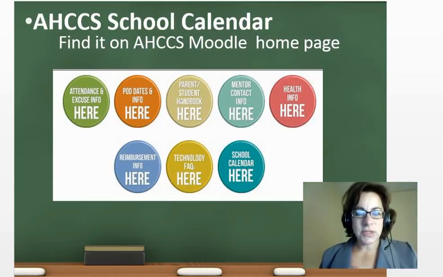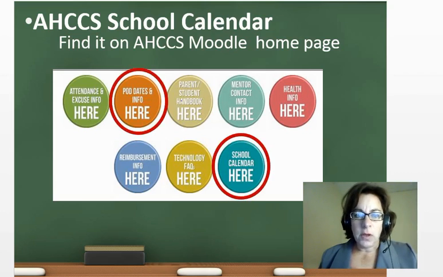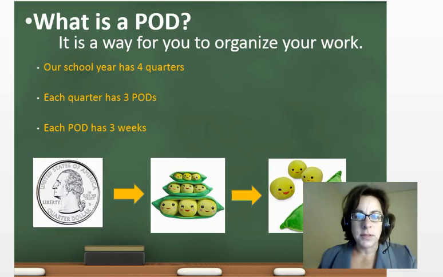The AHCCS school calendar is a little bit different than other schools, so I'd like to go over it quickly here. To find the school calendar when we're done with this lesson, you can go to your AHCCS Moodle homepage, scroll down, and find these buttons for pod dates and school calendar. All of the information is broken down in both of those sections if you need a little bit more information about the school calendar. But here's how it works.